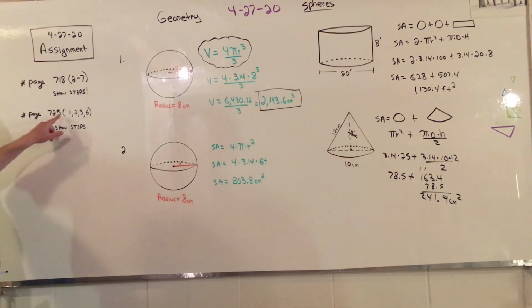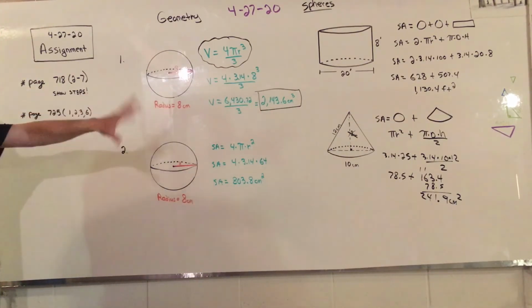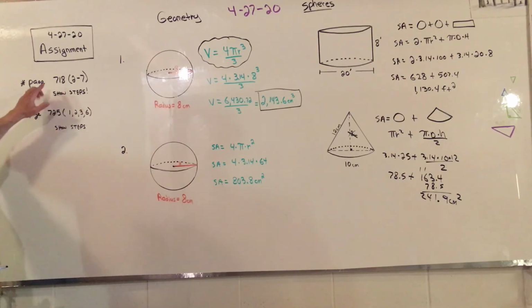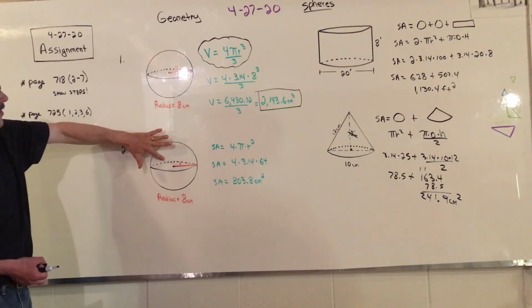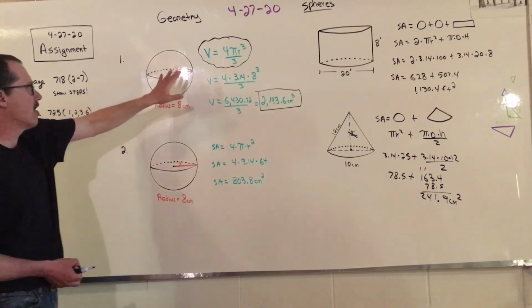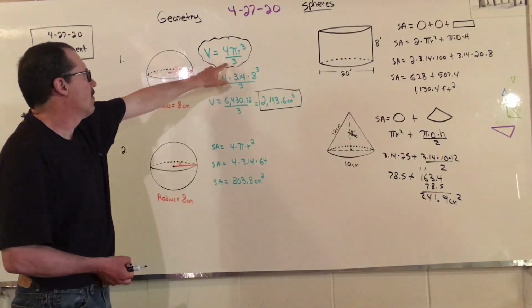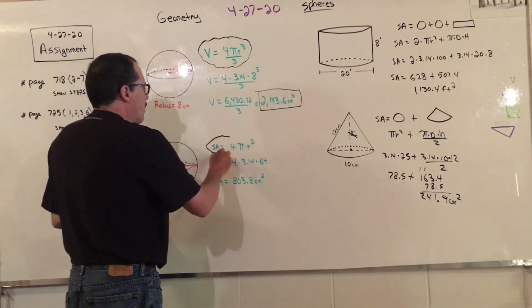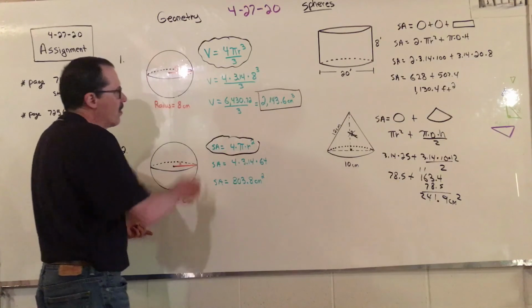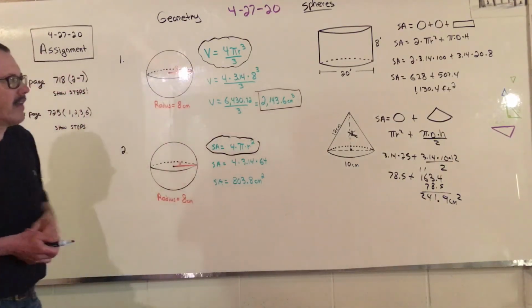That's what the second page is, 1, 2, 3, and 6. I want you to practice surface area on those. And then on page 718, 2 through 7, is doing volume and surface area for spheres. A big idea here is if they want volume for a sphere, make sure you use this formula. If they want surface area for a sphere, then make sure you use this formula. So this should be pretty simple, and that is just review.